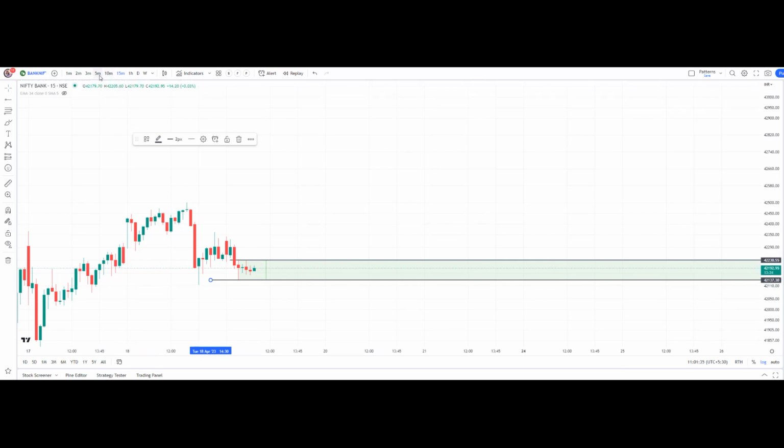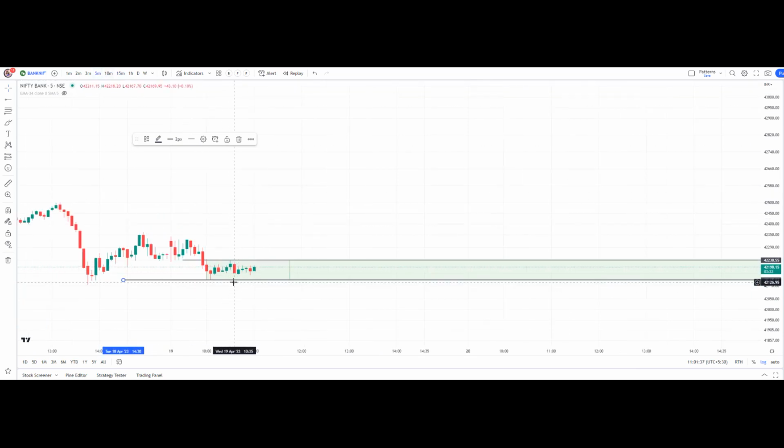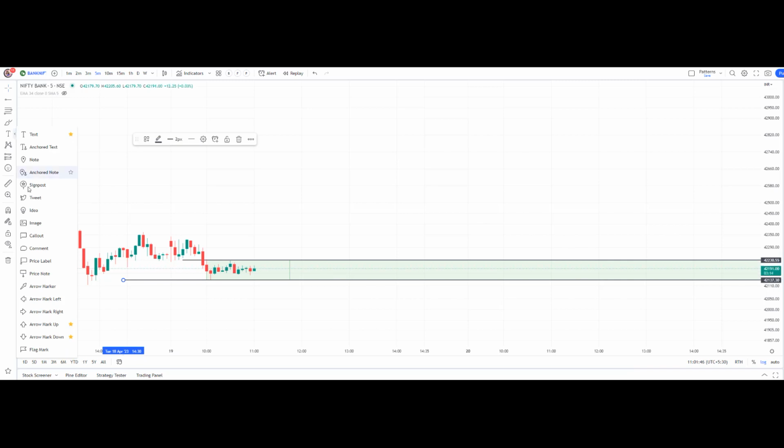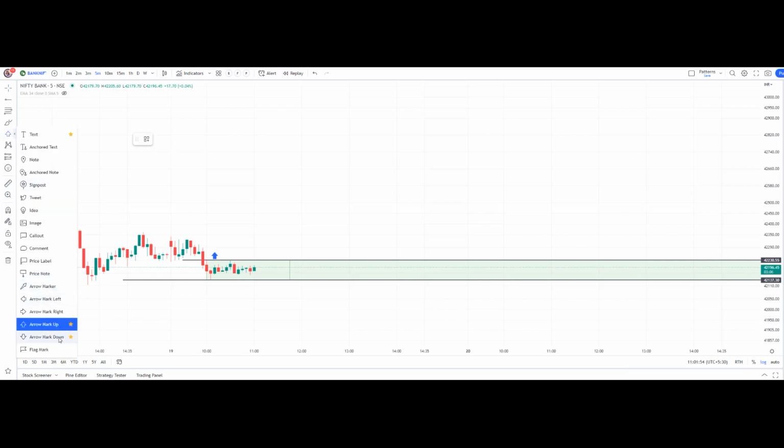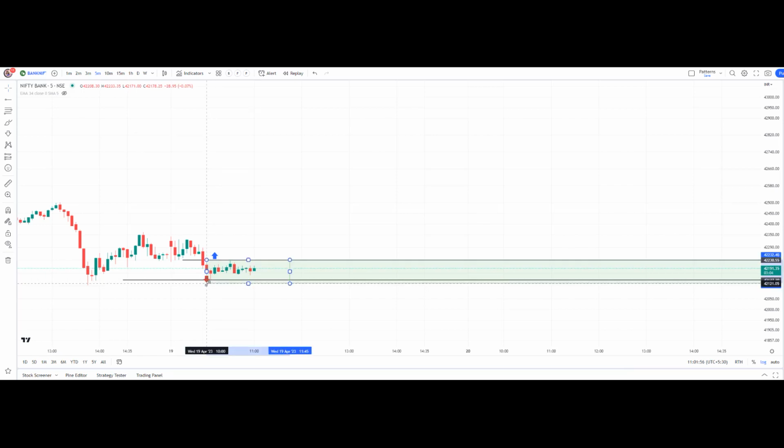When we convert this 15 minutes into 5 minutes, we can see there is also an inside bar pattern formed. So one can enter into the long and short trade if the high and the low is broken. We can put an arrow above that. So this is for long and this is for short trade.